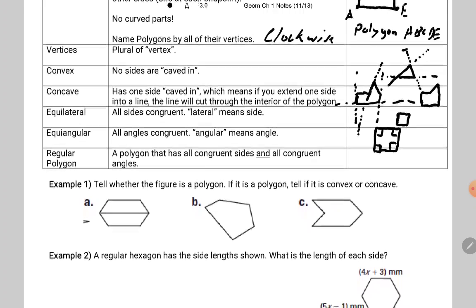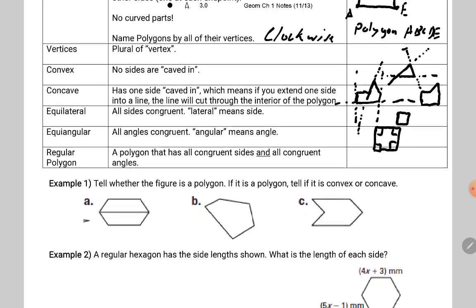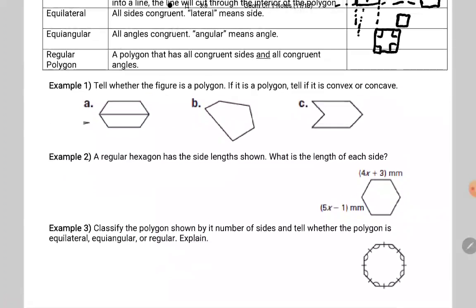And then we have a regular polygon. So a regular polygon means it's both equiangular and equilateral. So all the sides are congruent and all the angles are congruent. Alright, now I'm missing something here, but we'll go back to that in a second.